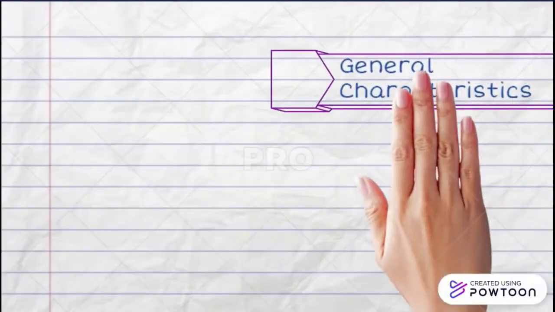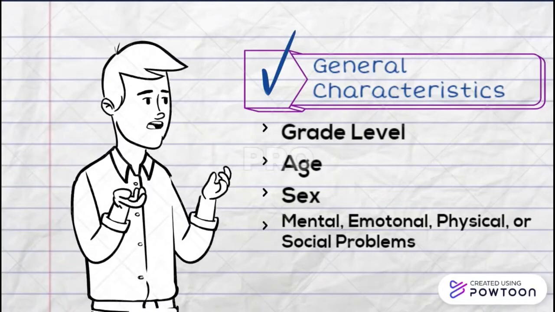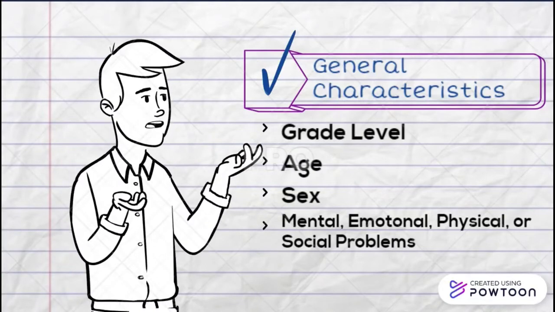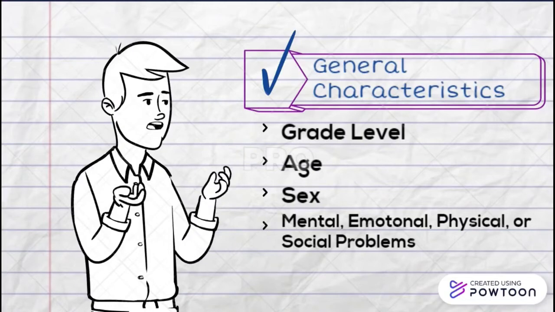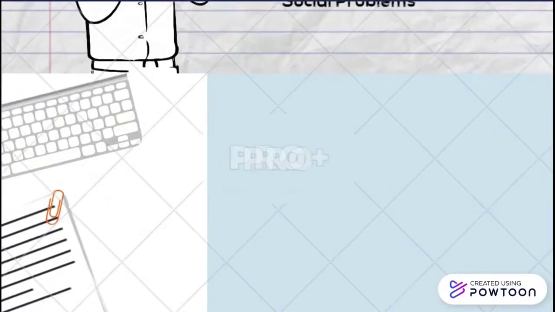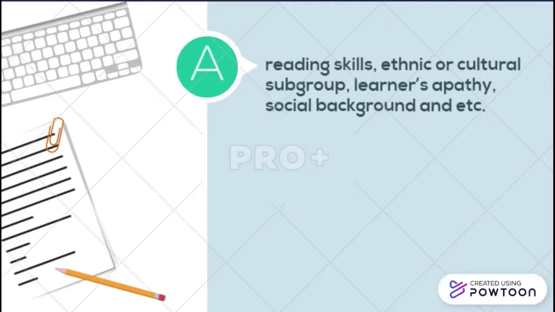So let's discuss first their general characteristics, which comprise their grade level, age, sex, mental, emotional, physical or social problems, and even their socioeconomic status. A superficial analysis of the learner's characteristics can provide helpful leads in selecting instructional methods and media. The characteristics of the learners depend on their reading skills, ethnic or cultural subgroup, learner's apathy, and social background.